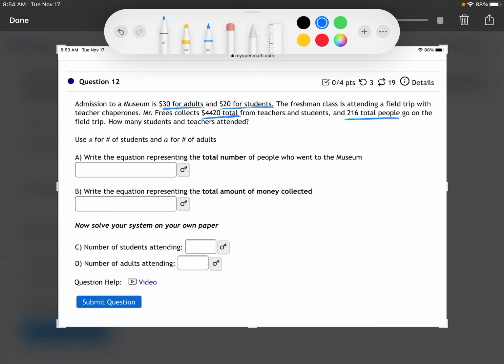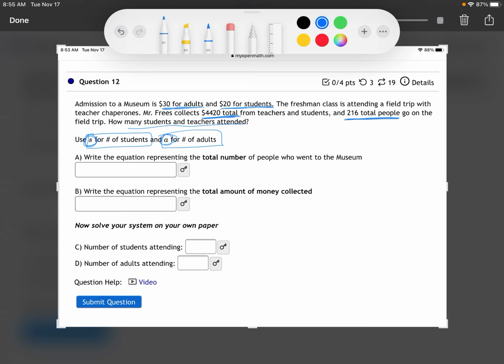Since this is the question, how many students and teachers, that is what's going to represent our variables, right? That's the thing that we don't know. Those are the two numbers we don't know, how many students and how many teachers. Usually you can just pick what you want to use for those, but in this case, it says use S for number of students, and use A for number of adults. Instead of X and Y, we have S and A.